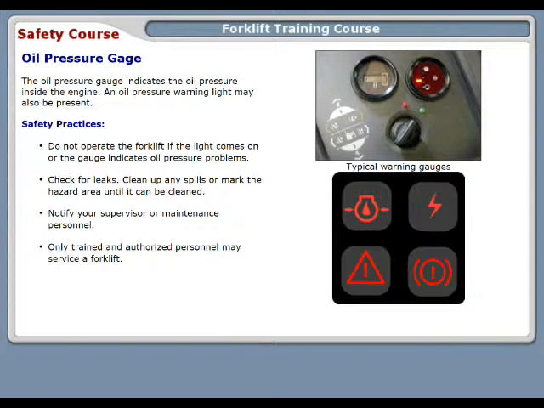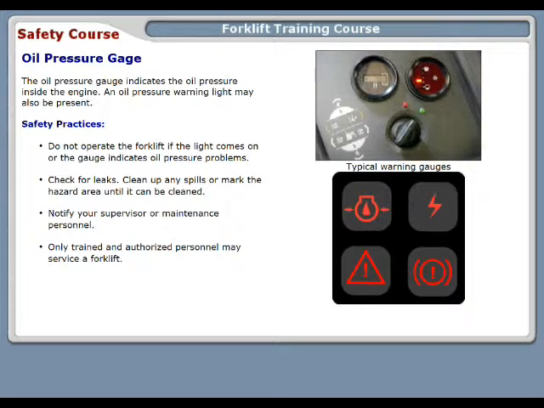All gas-powered forklifts have an oil pressure gauge, or oil pressure indicator. The oil pressure gauge indicates the oil pressure inside the engine. An oil pressure warning light may also be present. Safety practices include: do not operate the forklift if the light comes on or the gauge indicates oil pressure problems.